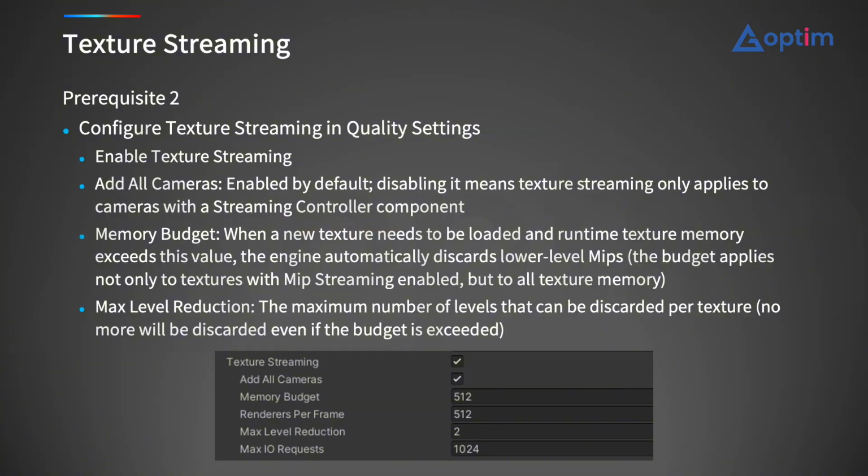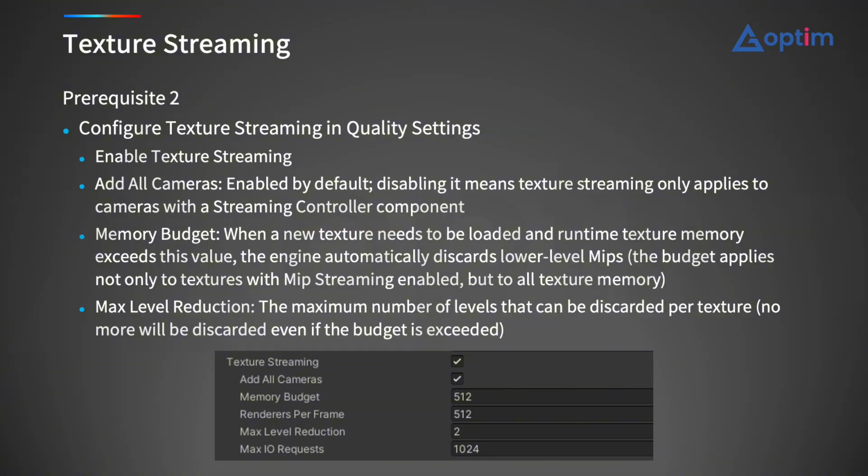Next is Memory Budget. This is one of the most critical parameters. When runtime texture memory exceeds the budget, the engine will automatically discard lower priority MIP layers. It's important to understand something here. This budget is not only applied to streaming-enabled textures, it applies to total texture memory usage. For example, if non-streaming textures already occupy 512 megabytes, then loading a new streaming texture may immediately trigger MIP eviction due to budget pressure.